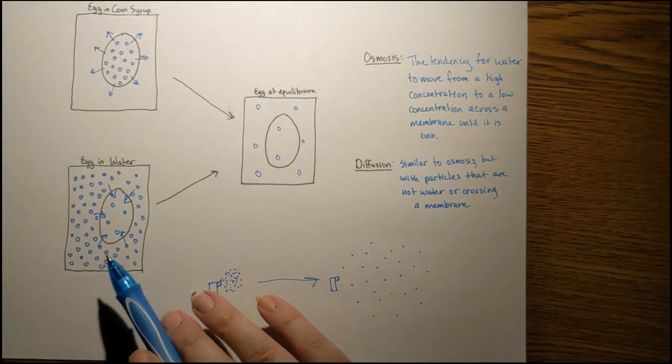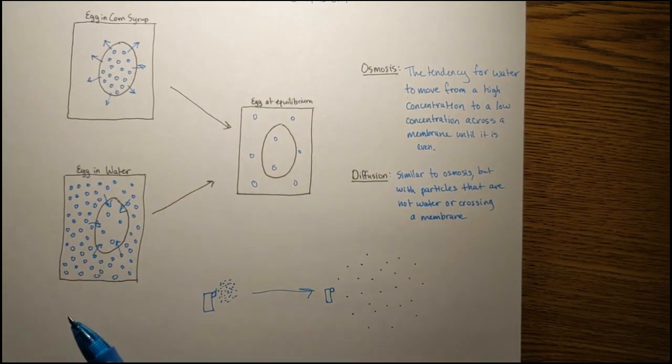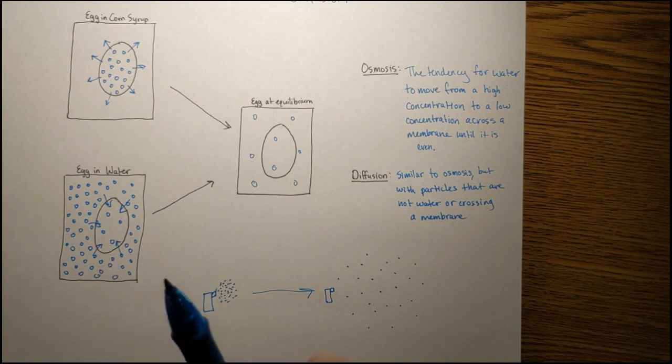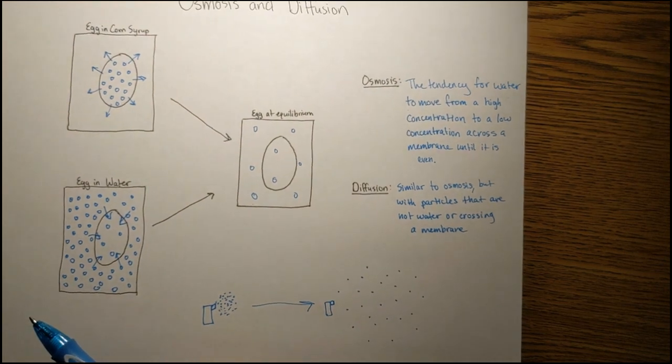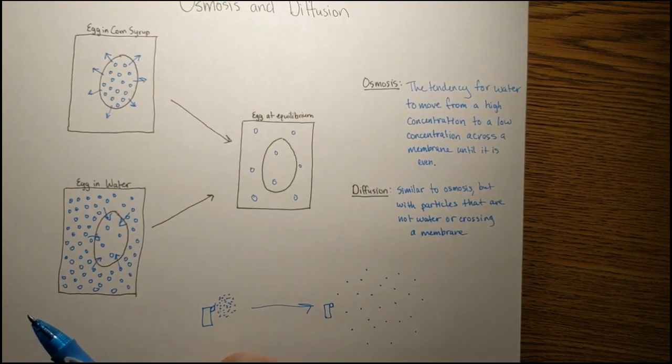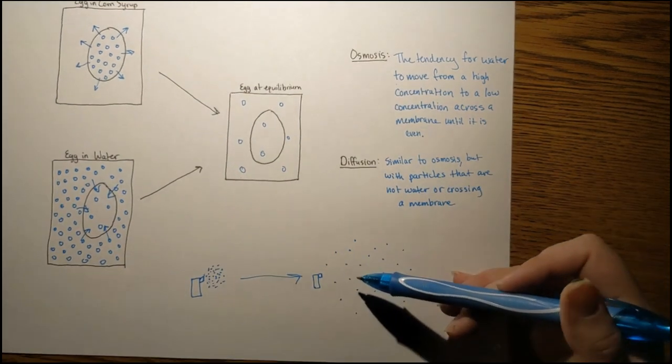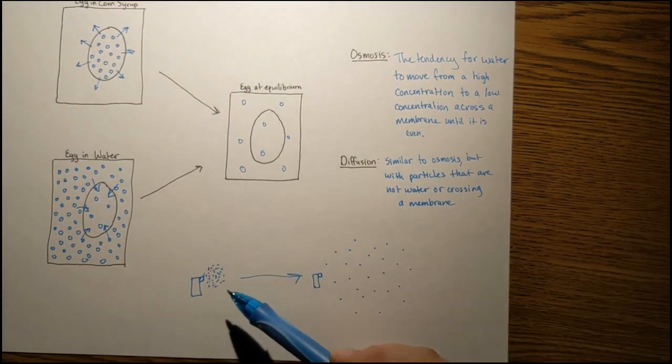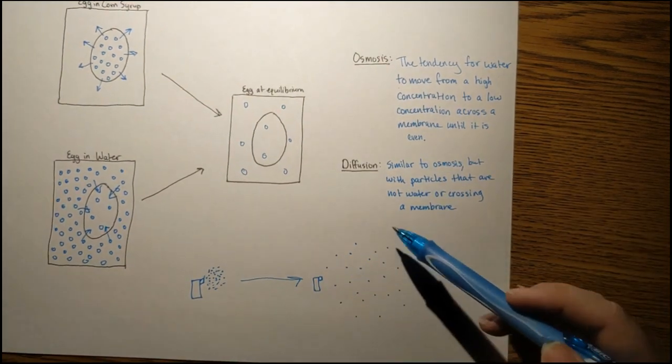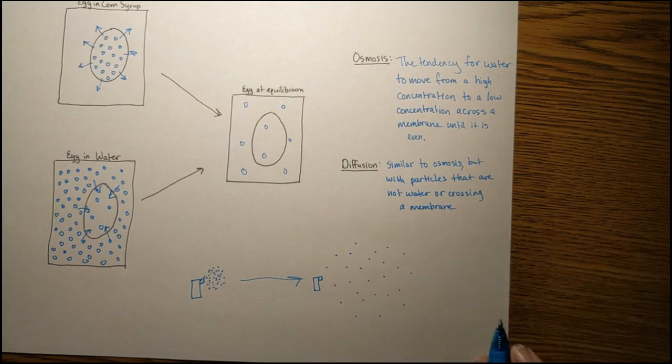So osmosis, again, is moving across from high to low concentration, water over a membrane. This can be an egg, this can be cells in general. There's also a lot of different types of membranes that we will talk about going forward that this happens to. And then diffusion is just this general idea of moving from a high concentration to low concentration and spreading out until we reach that balance.